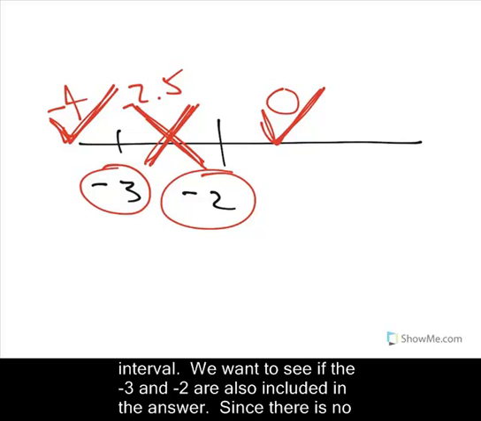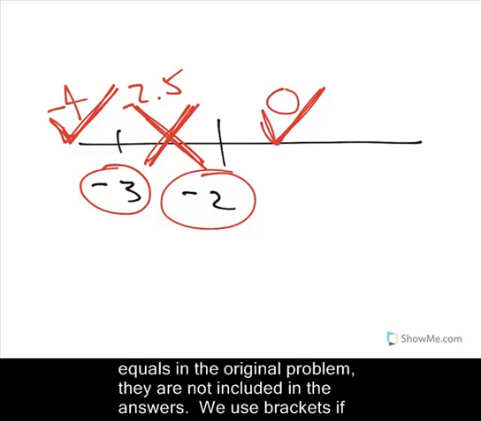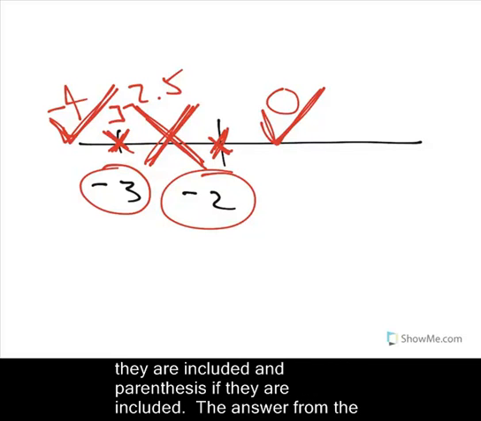When we look at our original problem, it's a greater than symbol. It has no form of an equal sign in it. So that means that these numbers are not included in our answer. If they were included, we would put brackets around those numbers. If they're not included, we put parentheses around those numbers.